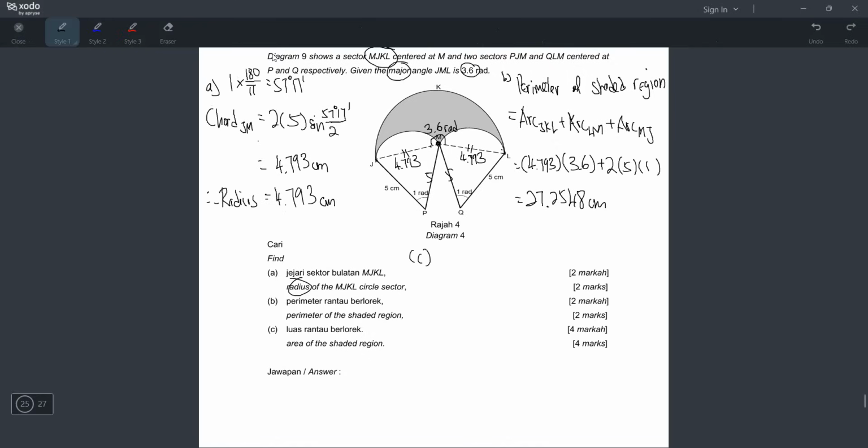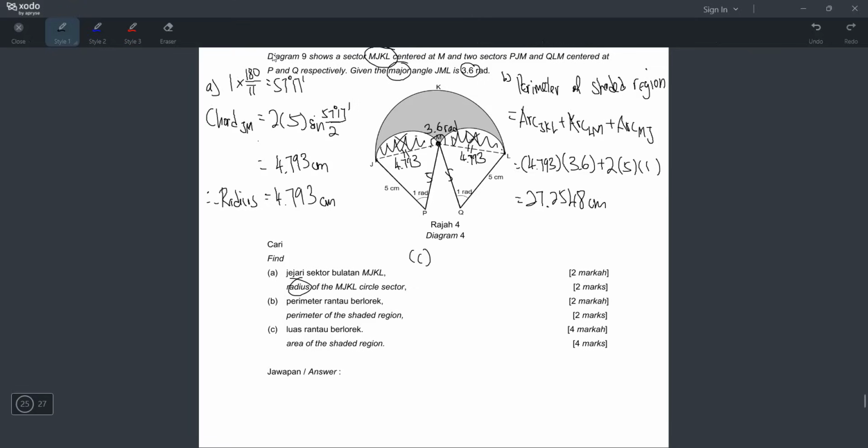Okay, question C says find the area of shaded region. The shaded region is talking about this area, so how do we find it? I think first I can find the area of sector, but I have to minus this one and this one, right? And what do we call this? Can you see this region is surrounded by 2 lines, right? It's surrounded by the arc and the chord. So the region in between the arc and the chord, what do we call this? Segment. Yeah, segment.